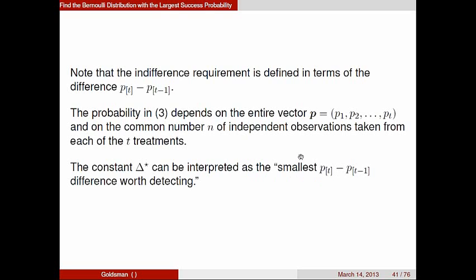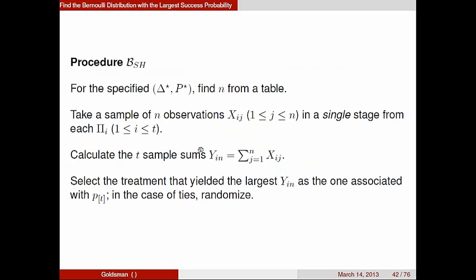Of course, the probability of correct selection depends on the probability vector and how many observations I take. If I take more observations, I'm going to do better. So here's procedure Sobel-Hoyt. All it involves is just looking something up in a table. Very, very simple. And I'll show you how it runs.